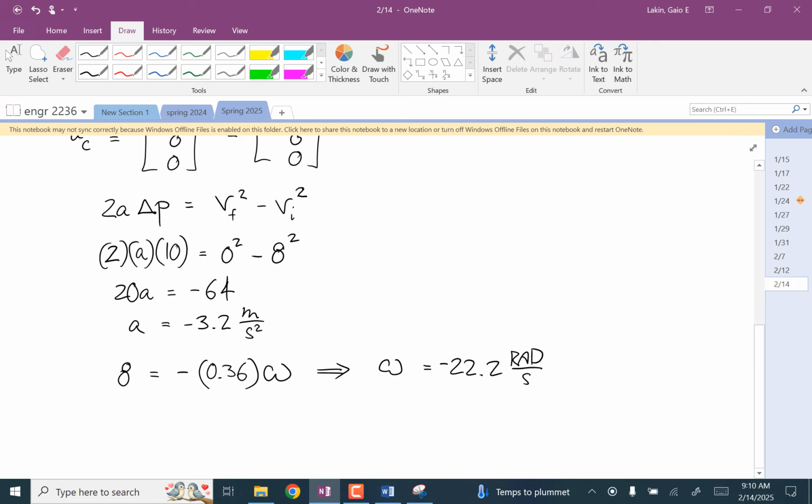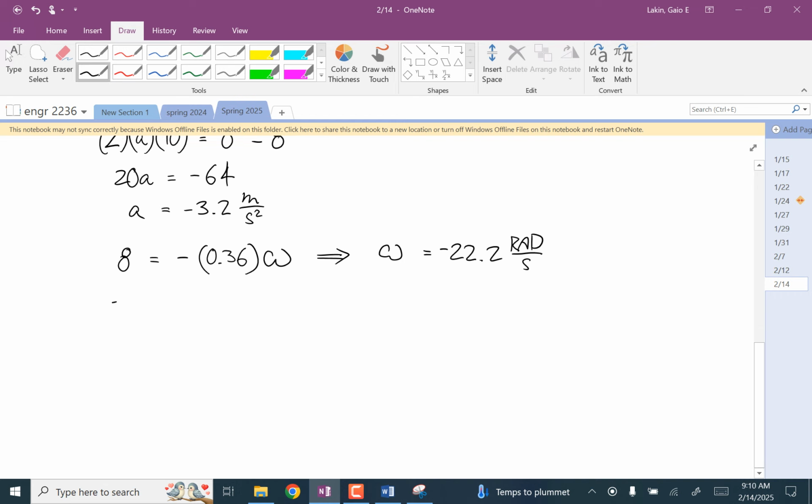And then the second one says negative 3.2 is equal to negative 0.36 alpha. So alpha is just under 1. What's this? 8/9. So I think that's 0.89 about.